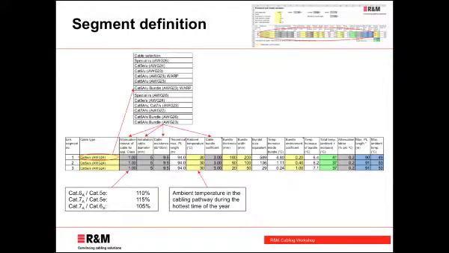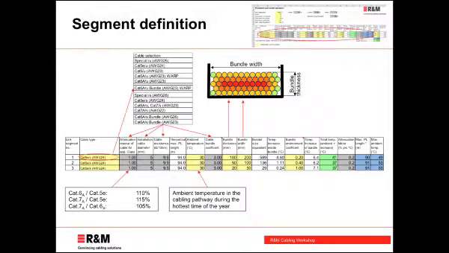Then you will have to define the ambient temperature for each segment. The ambient temperature could be different in different segments of your cabling. If you have a segment that runs in a specifically hot area, you would have a different ambient temperature than in a segment that is in a well air-conditioned area, for example.